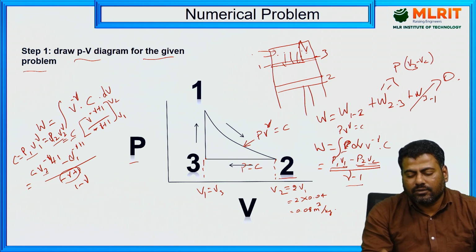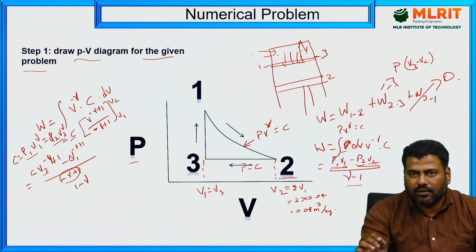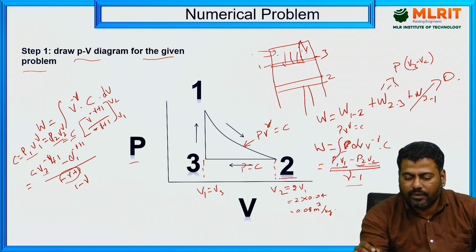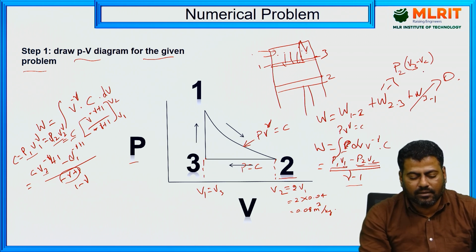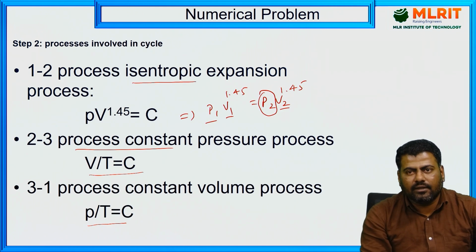So P2 equals P3 in the 2 to 3 process. Either way, you can substitute P2 here. What about V3 and V2? V3 is 0.04, and V2 is 0.08. So we get the work done in terms of negative, and that is how we solve the problem.